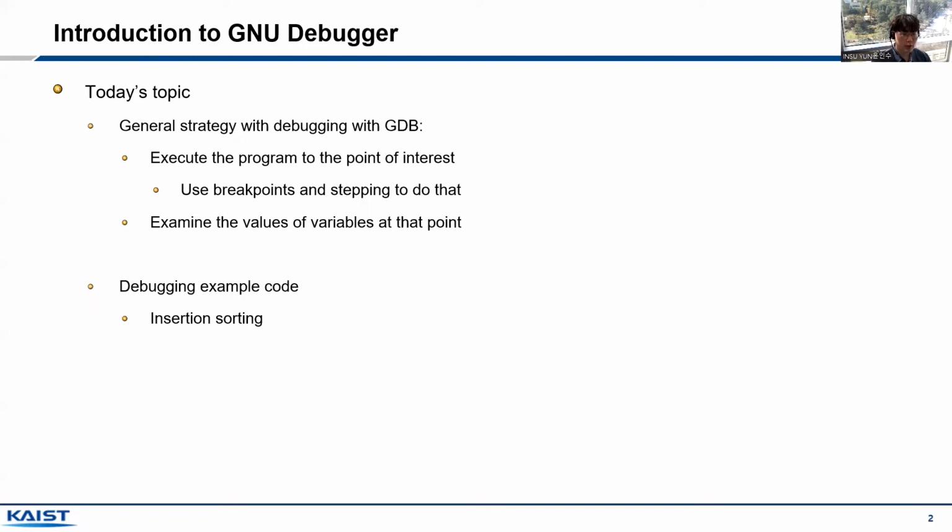We'll talk about a general strategy that you can use for debugging with GDB. It helps you execute the program up to the point of interest by using breakpoints and stepping. We will tell you how you can examine the values of variables at that point. And we will go through a debugging example code, which implements insertion sort. We will talk about how you can use GDB to debug bugs in this insertion sort program.